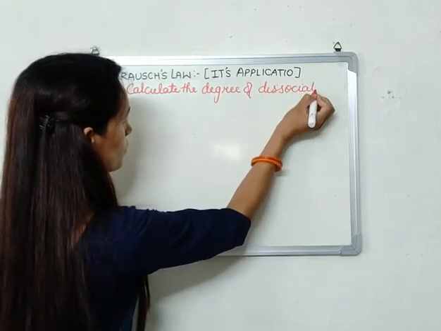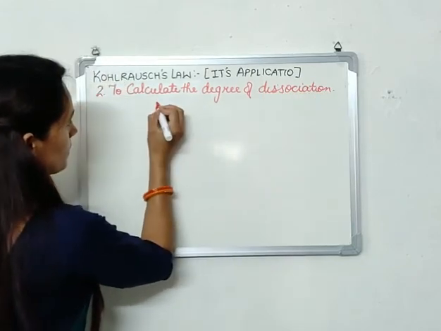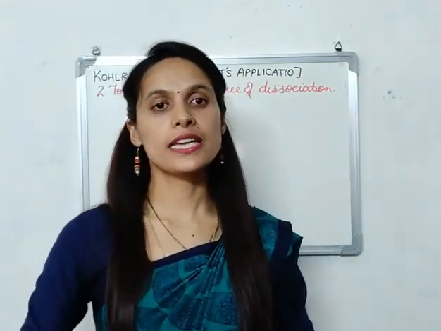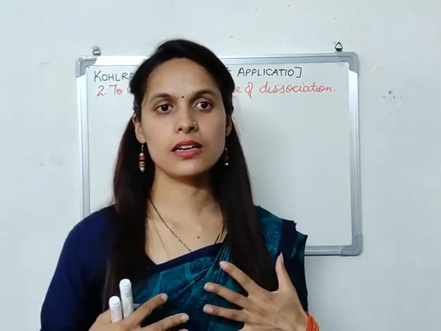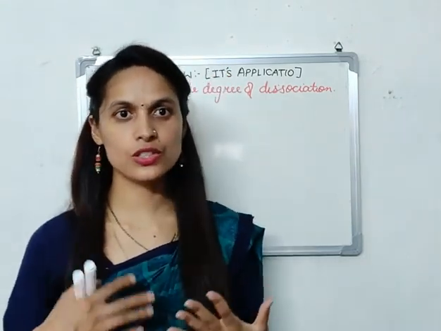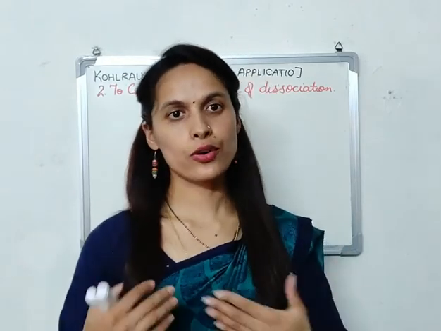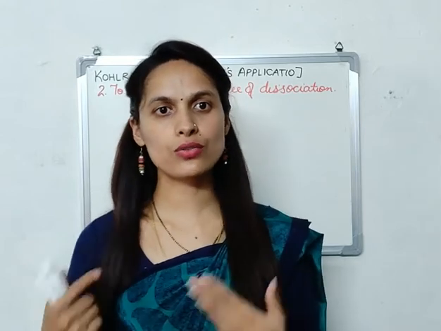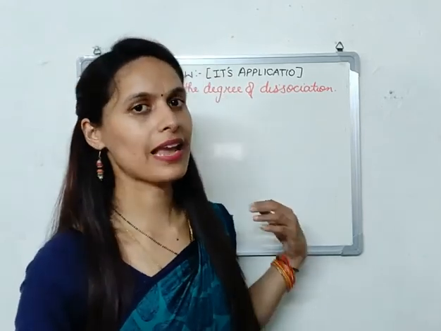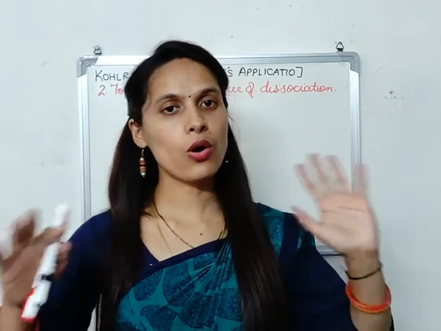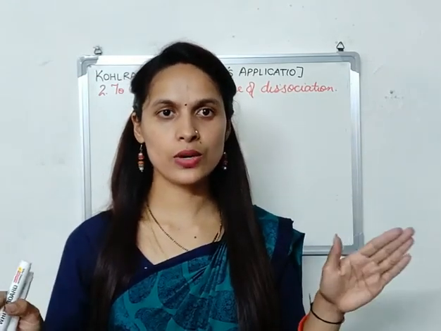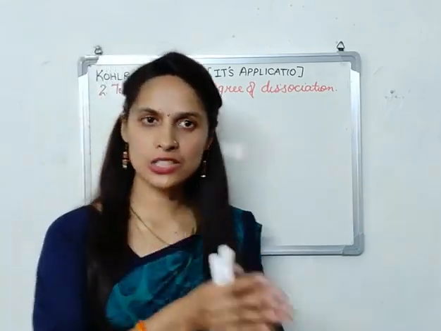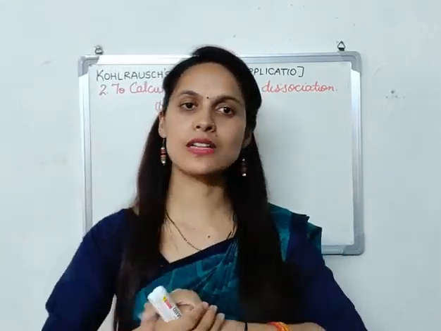Now, what is degree of dissociation? We can represent it by alpha. Degree of dissociation is the number of electrolytes which dissociate in solution out of the total number of electrolytes. We studied in our previous video that for a strong electrolyte, alpha is always equal to 1, because all the electrolyte gets dissociated into ions. But in weak electrolytes, only partial dissociation is there, so alpha is always less than 1.